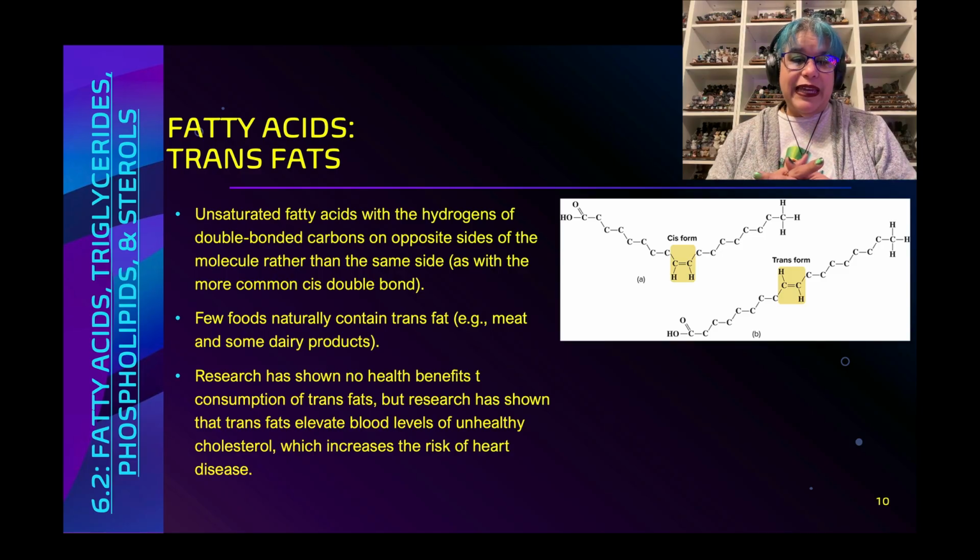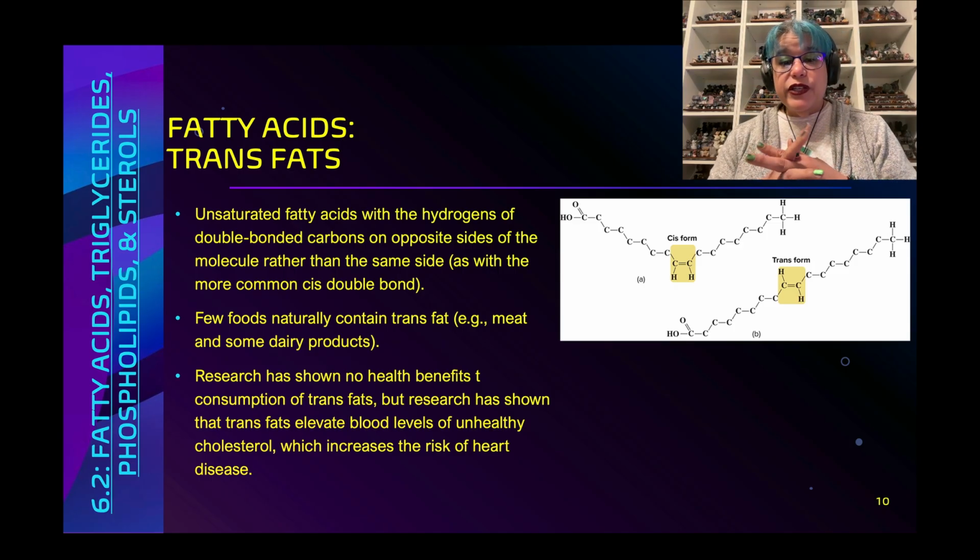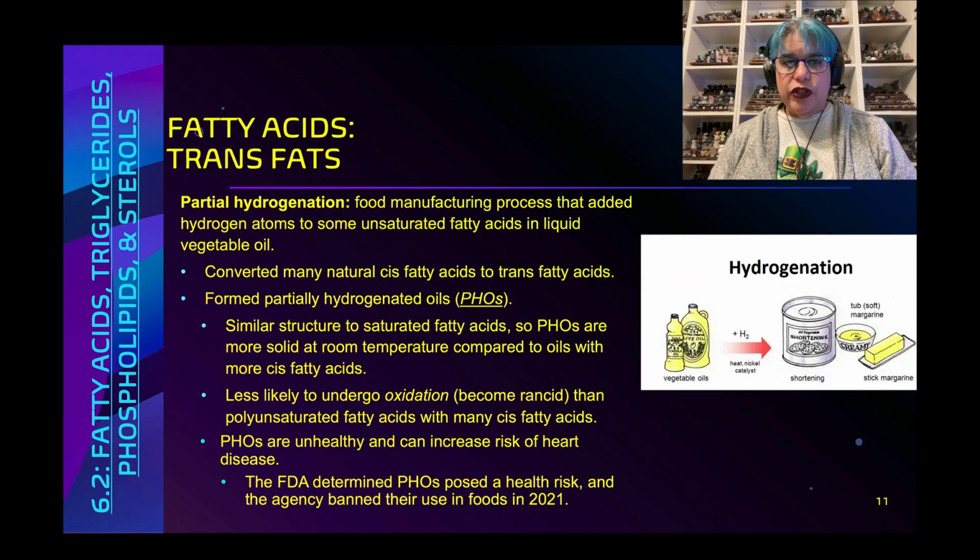There are only a few that really have natural trans fats, meat and some dairy products. But research has shown that there are no health benefits to consumption of trans fats. Some research has shown that trans fats actually elevate blood levels of the unhealthy version of cholesterol, which increases the risk of heart disease. So trans fats aren't really a good thing to have in your diet. Just avoid them as much as possible, because I know since it's part of meat, if you eat meat, it's just going to be there. But just for your information.